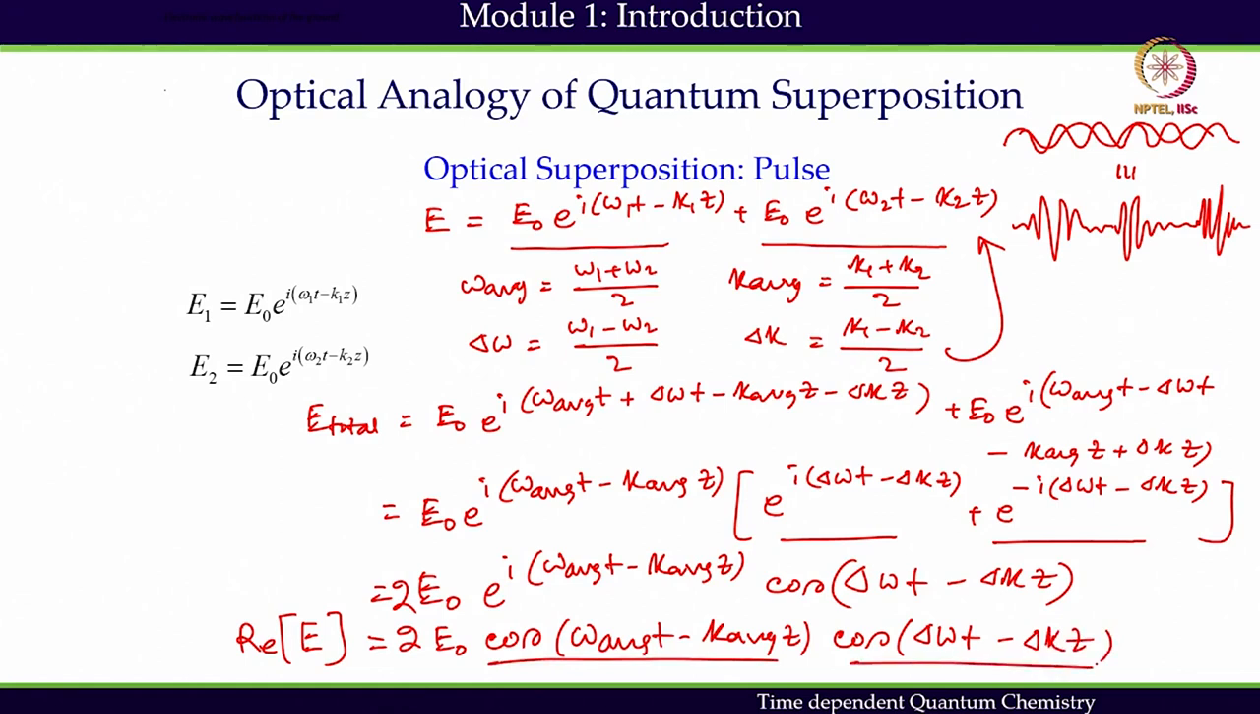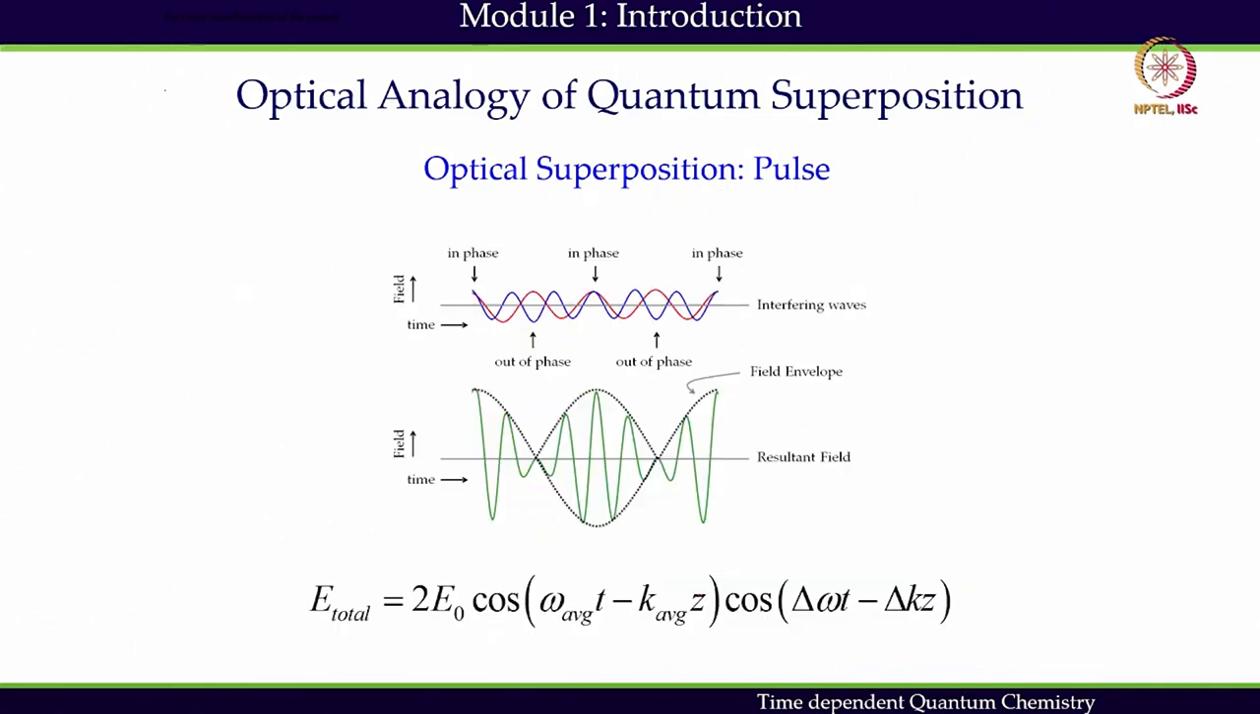One is slowly varying, another one is a fast varying component. Omega average is a higher frequency, so the fast varying component is changing very quickly. Delta omega, I told you that the frequencies have a very small difference. So delta omega is going to be very small, and that's why this is going to be a slowly varying component, and this is going to be a fast varying component. So there are two variations we see, and that's exactly what is shown here.